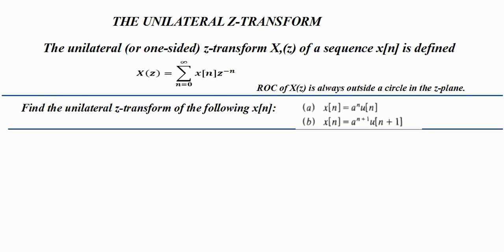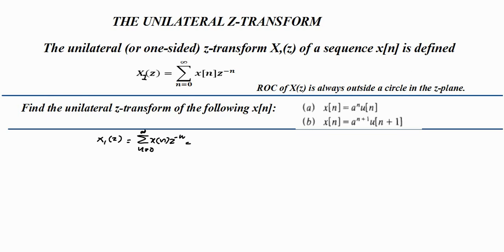Here there's a question. We need to find the unilateral Z transform of the following signal: x of n equal to a raised to n into u of n. One more point: when it is a unilateral Z transform, we indicate it with some other letters, so I can put X1 of z to indicate it's a one-sided Z transform. So X1 of z can be written as sigma n equal to 0 to infinity x of n into z raised to minus n.